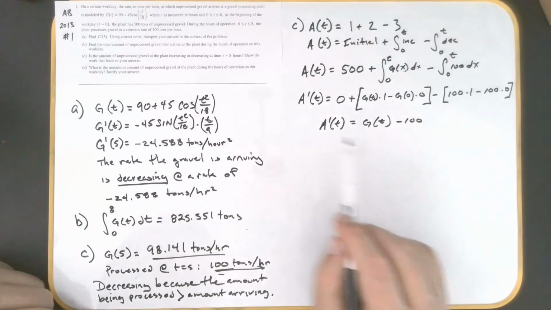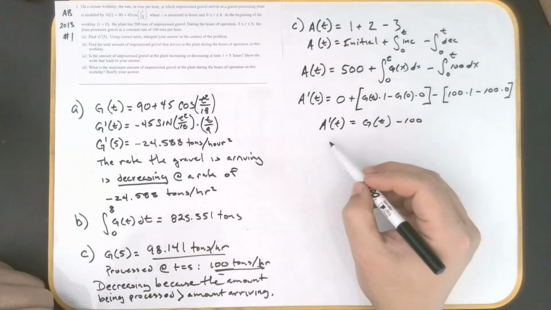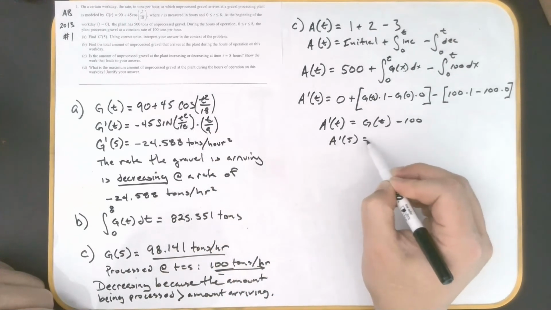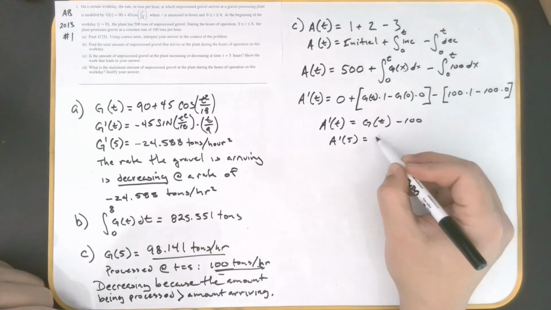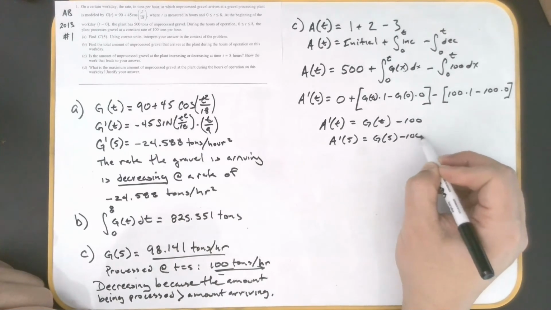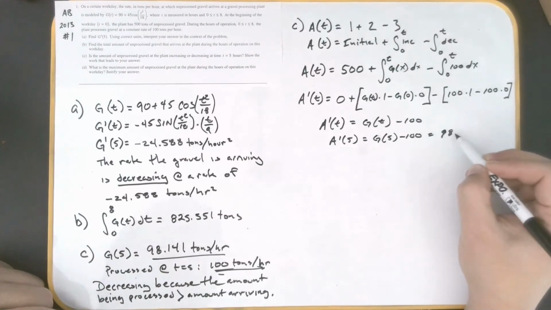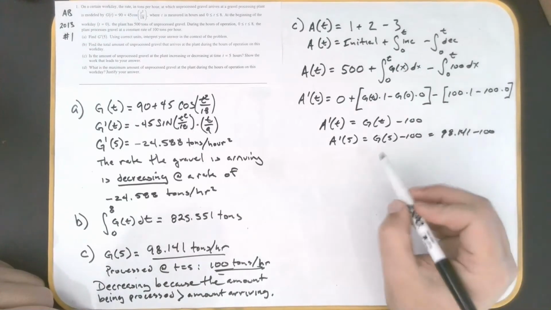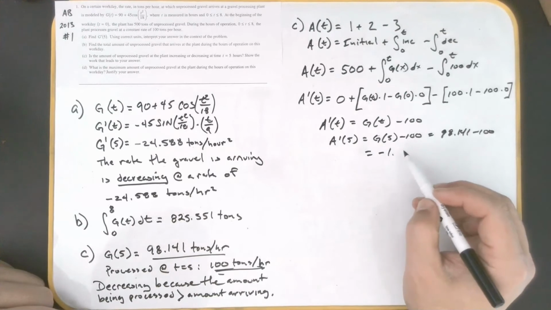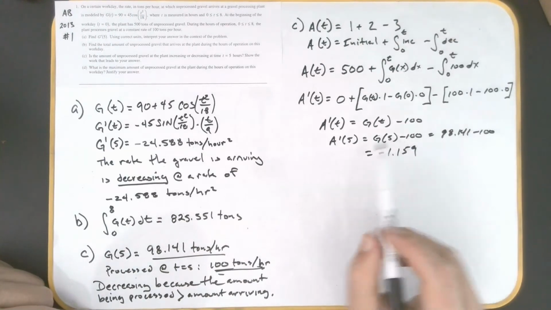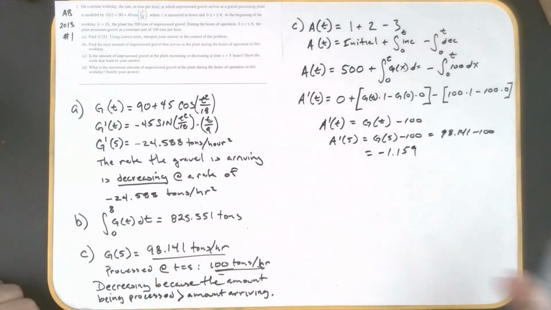Now, what the question asks for, what's happening at t equals 5? Well, then I would say, a prime of 5 is equal to, I would just find g of 5, which I actually did. It's right here. I'll actually write g of 5 here, minus 100. And that was equal to 98.141 minus 100. And what I wind up with is negative 1.159. So at a prime of 5, I get a negative number. And since I get a negative number, that tells me that it's decreasing. That would be another way to do this problem.